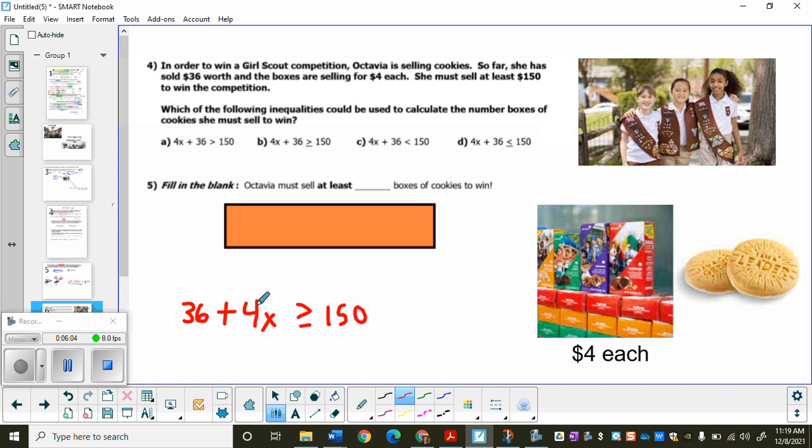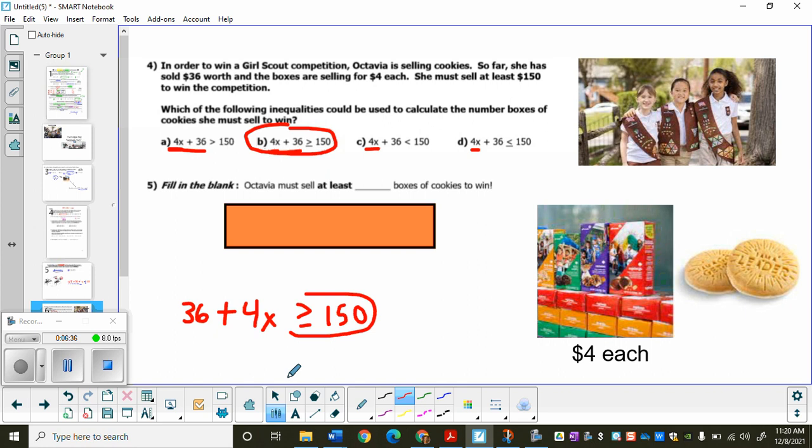So notice that it's a 4 with an X, and all of these have that. These all show $4 per box plus the 36 that she's already sold. Now we just have to see which one shows that it has to be greater than or equal to the 150. So this, nope, this, yep, there it is. All of that stuff, the $4 per box plus the 36 she's already sold, has to be more than the 150 to win the competition.